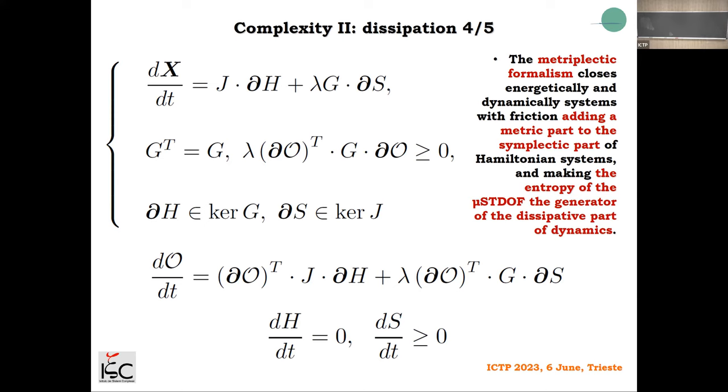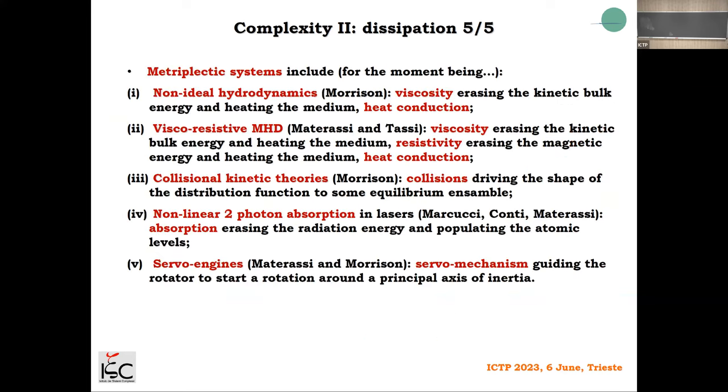And this is equivalent to creating, let's say, a non-unitary motion in quantum theory. The basic thing is that this algebraic scheme allows you to study systems like thermodynamic systems in which the energy is conserved while entropy grows. Okay, these are the systems to which the metriplectic formalism has been applied.